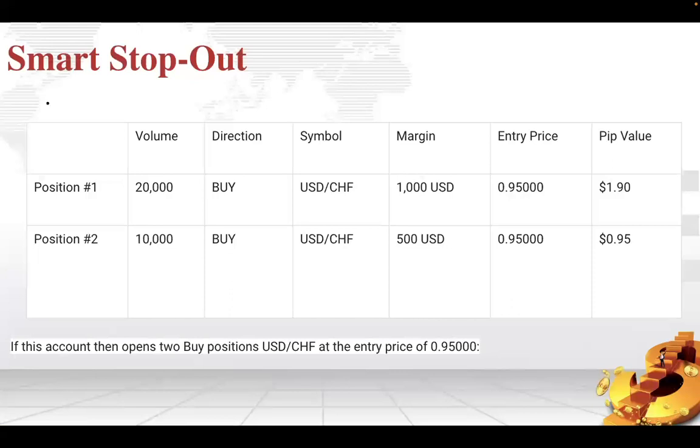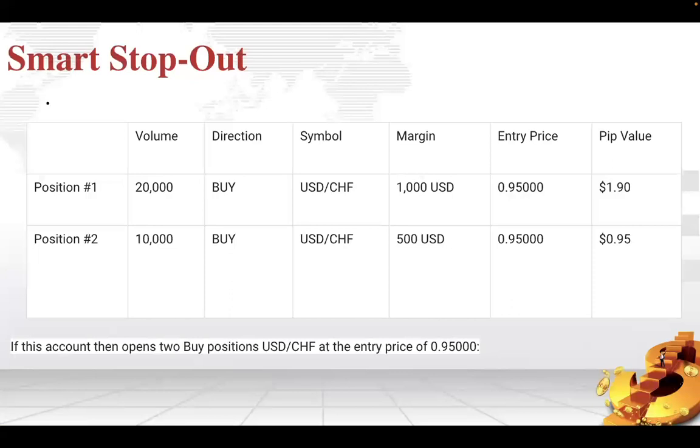So over time, the price of the US dollar to the Swiss franc drops by 263 pips. And let's say that now the price is 0.9236. This will cause an unrealized profit and loss of 750. And the margin level now becomes 49.99%, which is less than 50%, which is, of course, the stop out. This triggers smart stop out.